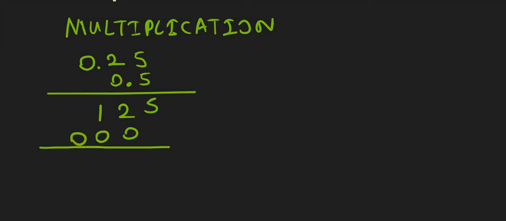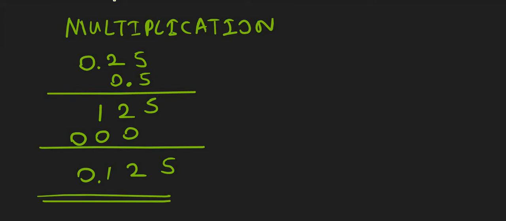Then what we do is we add these two sets of numbers, 125 and 0. We have 3 decimal places, 1, 2, 3. Therefore we put a decimal point in front of 1. So our answer is 0.125. Let's look at another example.